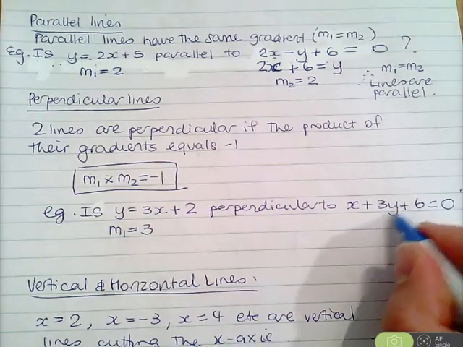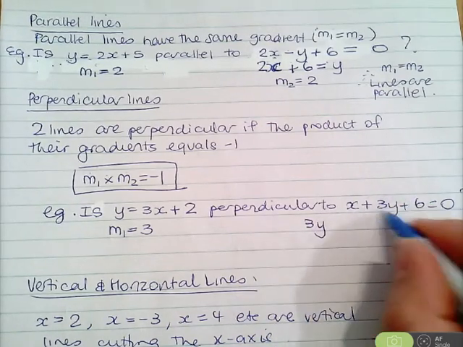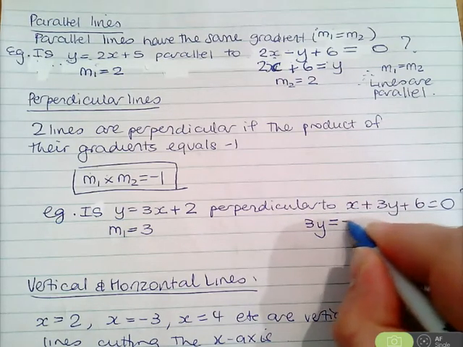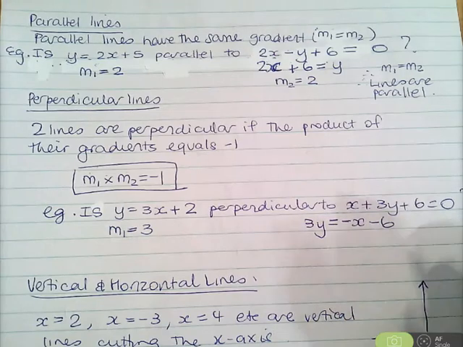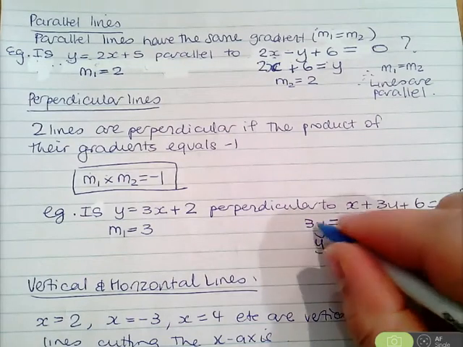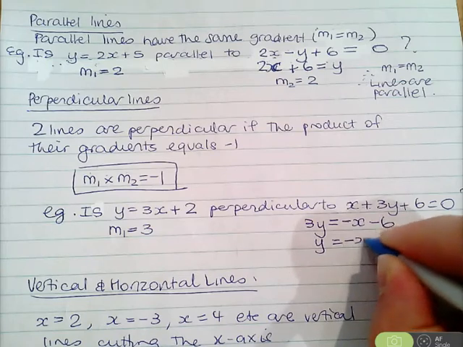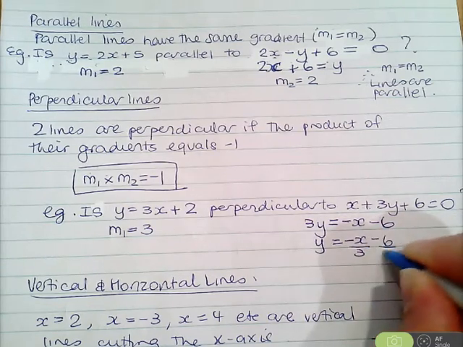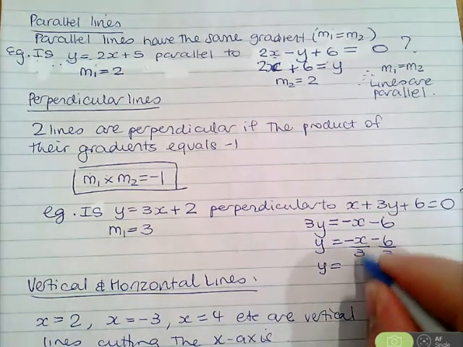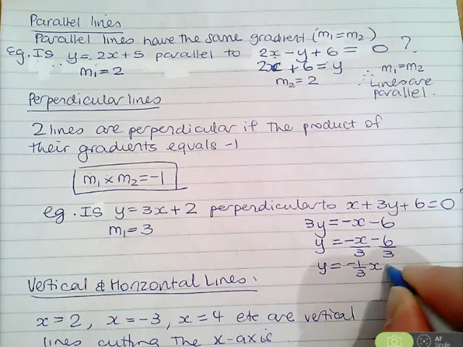Now this line here, I can't tell what its gradient is. I need to make y the subject. So I'm going to keep the 3y over here because it's a plus 3y. And I'm going to take the x and the 6 to the other side. And I'll get 3y equals minus x minus 6. Now I need to get y on its own, so I need to divide everything by 3. So 3y divided by 3 is y. Then I'm dividing this by 3, and I'm dividing that by 3. And so therefore that gives me y equals, now there is a 1 in front of that x, so I get y equals negative 1 third x minus 2.